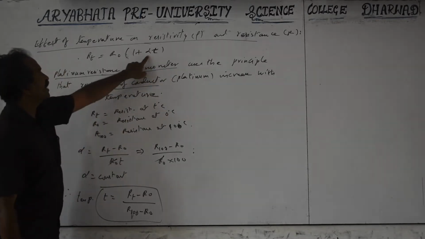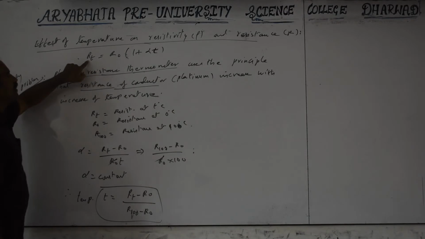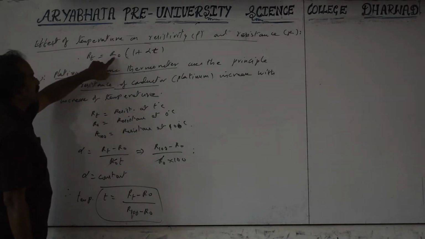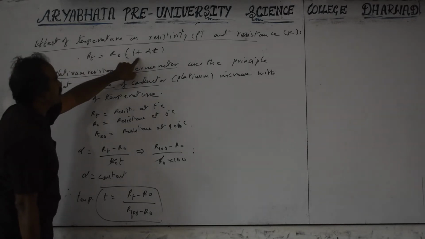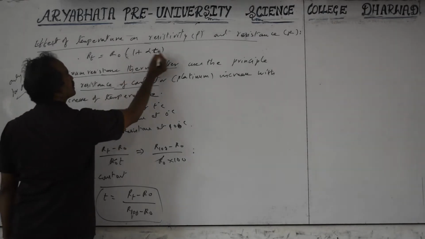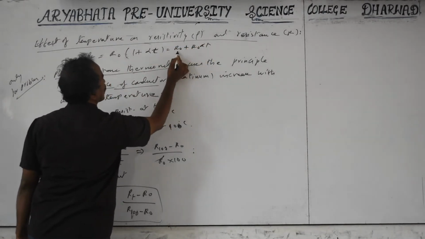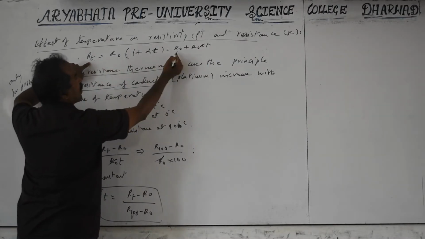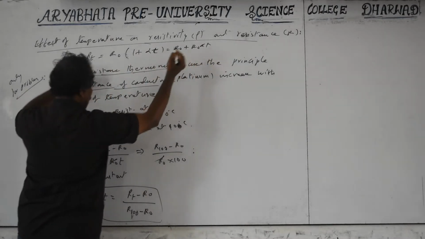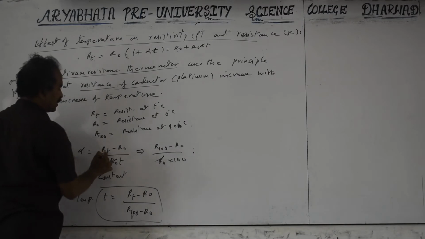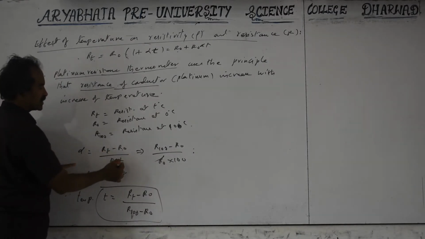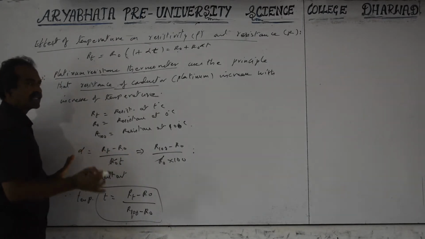Equating for alpha from this: RT equals R naught into the bracket, so RT equals R naught plus R naught alpha T. Taking R naught to the left side, you get RT minus R naught equals R naught alpha T. Equating for alpha, what you get is alpha equals (RT minus R naught) by R naught T. Next, the same alpha is constant whatever the temperature you take.